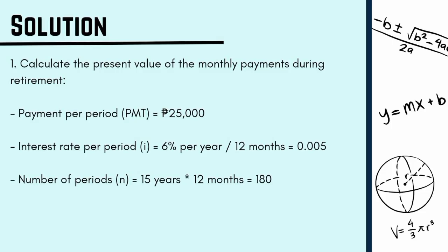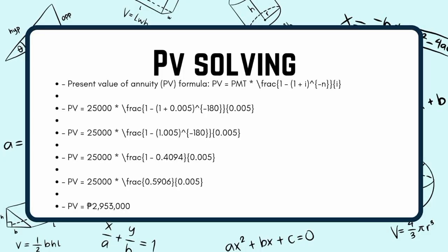Now, the number of periods, N. We get this by multiplying 15 years and 12 months. So, 15 years times 12 months is equal to 180. So, let's proceed to solving. The present value of an annuity formula is PV equals PMT times [1 minus (1 plus i) raised to the power of negative N] over i.